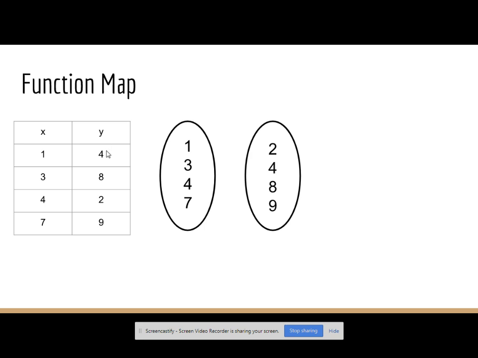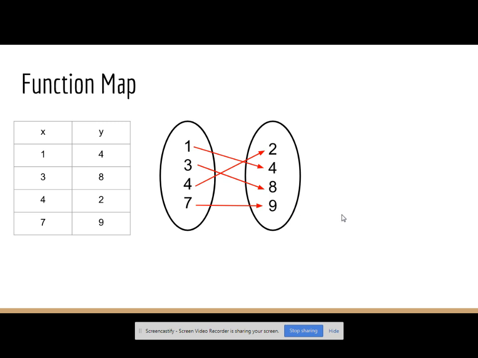And then the range, same idea. We're going to take all the range values and put them in this oval here, again in numerical order: 2, 4, 8, 9. And then to make a map, we're drawing an arrow. Basically, we're saying 1 maps to 4. Whatever the function is, 1 goes to 4. Whatever the function is, 3 maps to 8. 4 maps to 2. And 7 maps to 9. And that's what a function map looks like.